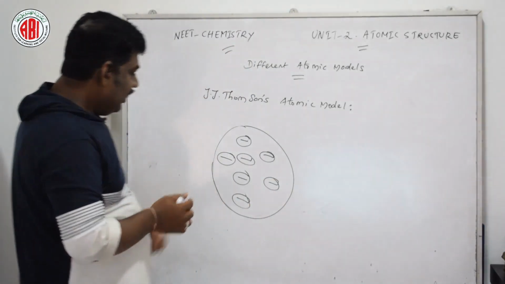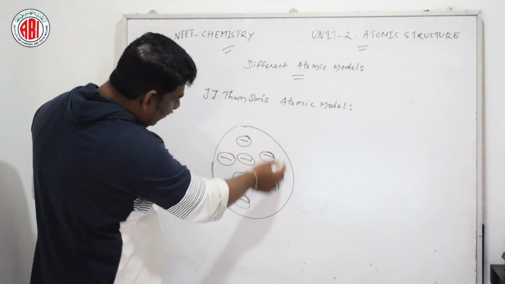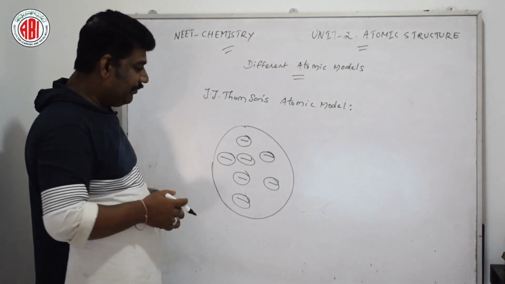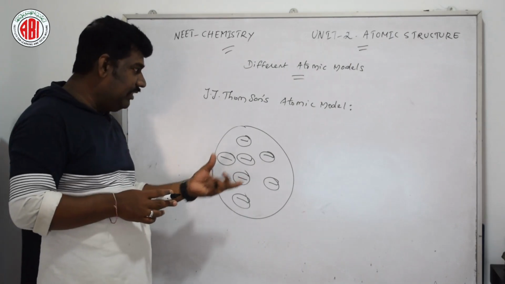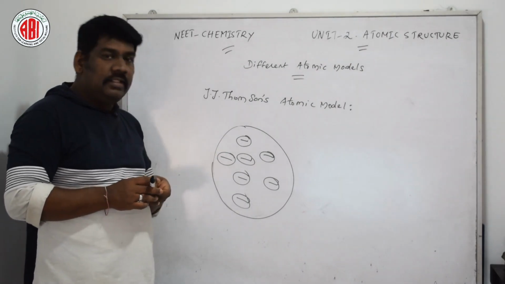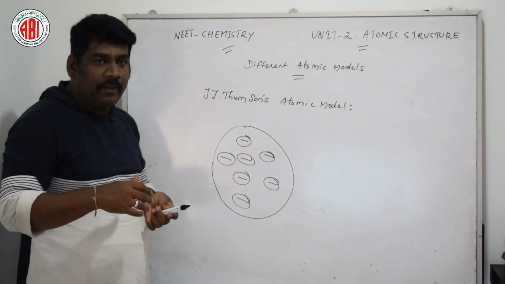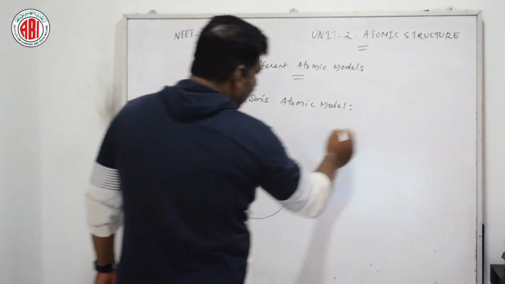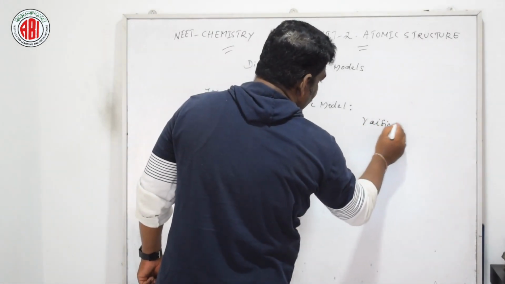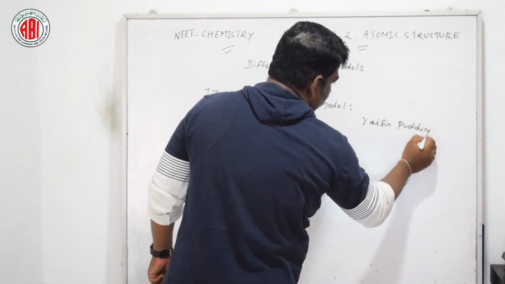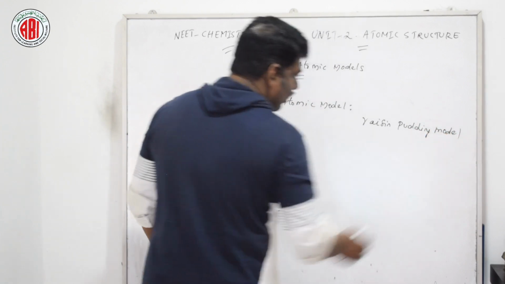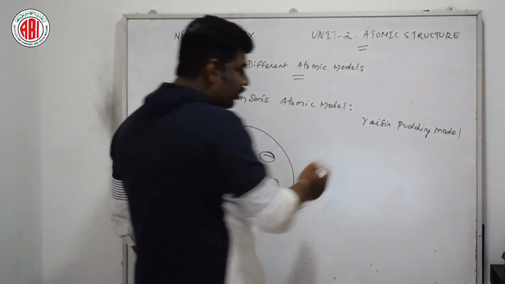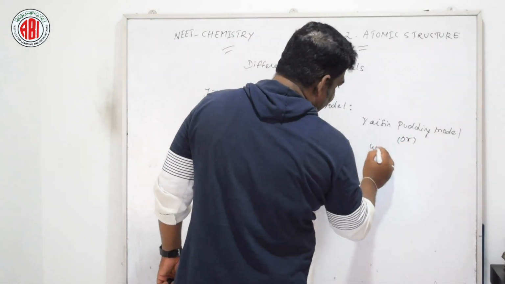He believed that the electrons are embedded in the entire uniformly distributed sphere. Based on this, the J.J. Thomson atomic model looks like the raisin pudding model. It is also said to be the watermelon model.